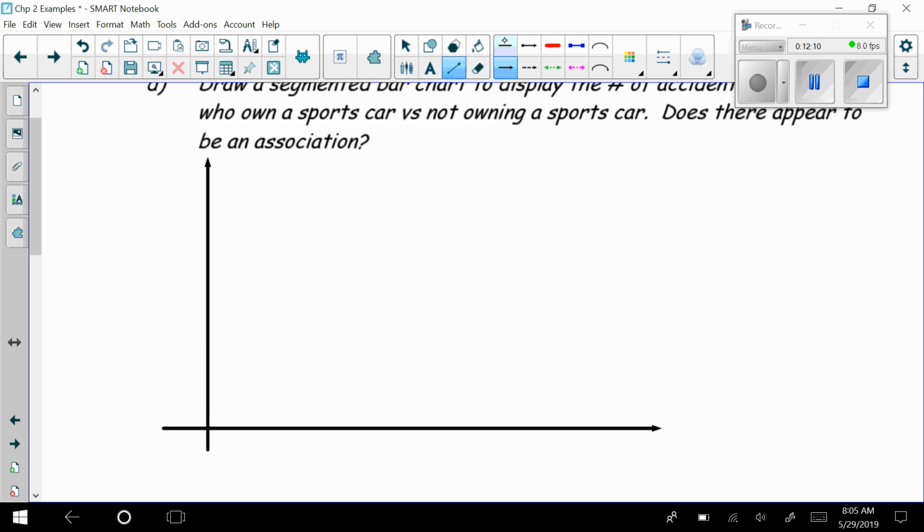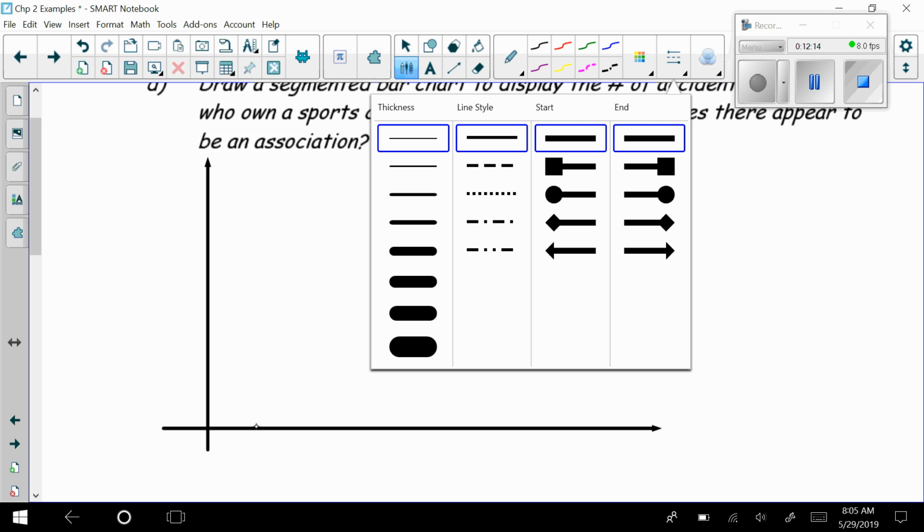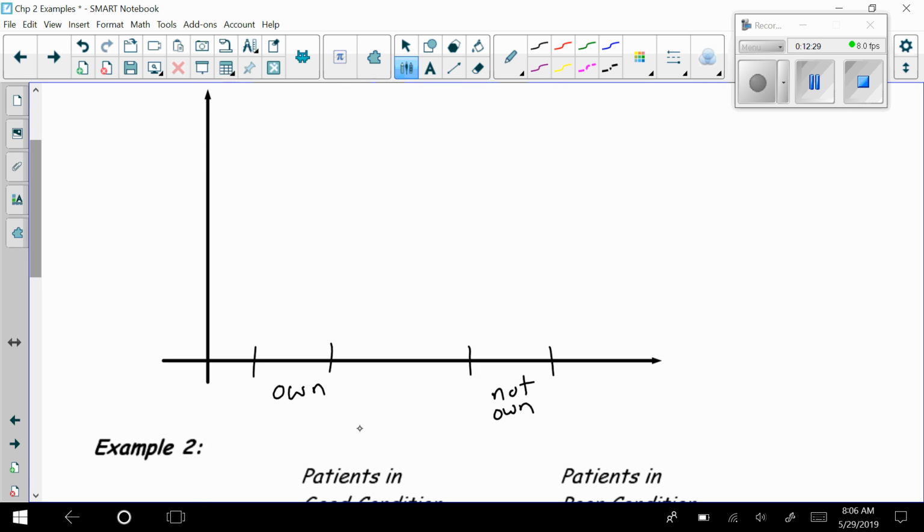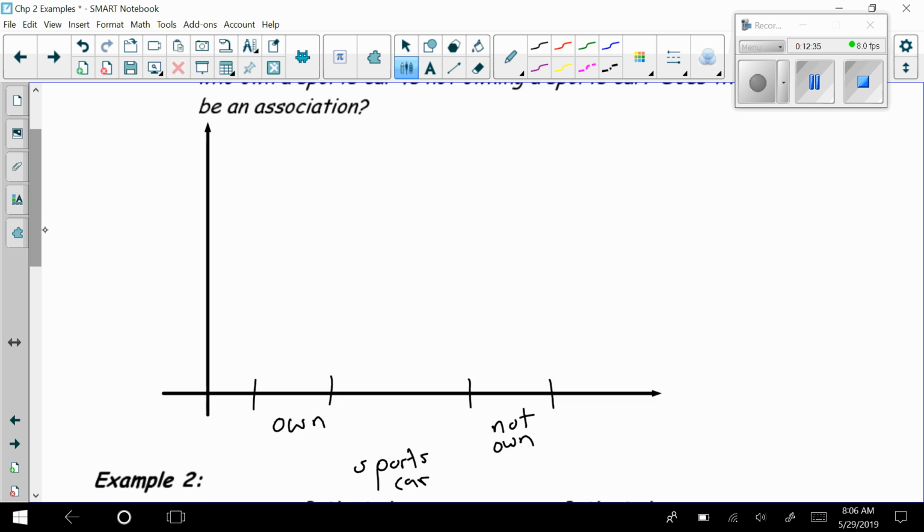Okay, and then what we're going to do is come in here and create a bar for own a sports car and then a bar for not owning a sports car. Labels are extremely important. Okay.